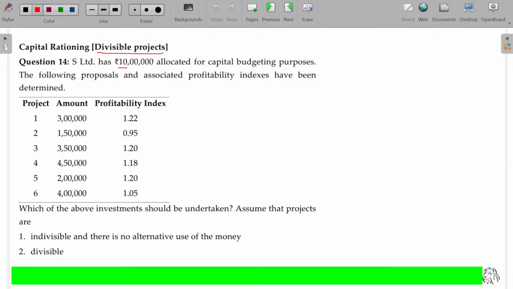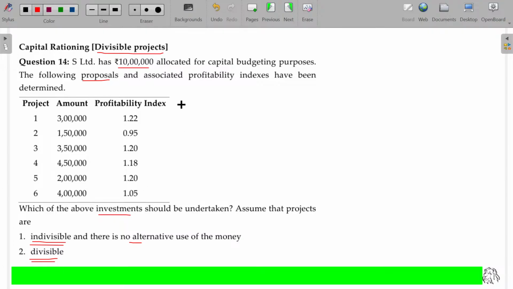An estimator has 10 lakhs allocated for capital budgeting purposes. The following proposals and associated profitability indexes have been determined. So we have been given the PI also. Which of the above investments should be undertaken? Assume that the projects are indivisible and there is no alternative use of money, or divisible. These are the 2 assumptions we have.